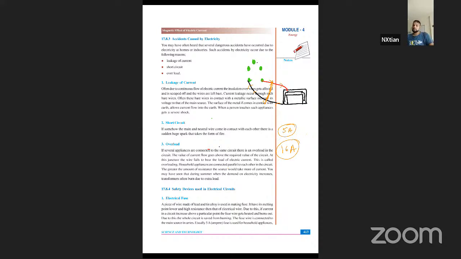Like from the 5 ampere switch, if you are asking to get 7 ampere current, then what will happen? Only 5 ampere it can give. The switch can only give 5 ampere, but you are asking for 7 ampere. Then it will become overload. And because of that overload, the wire becomes hot. When the wire becomes hot, the insulation will melt, and when the insulation melts, you will have a spark, and then you will have a fire. So because of overloading also, a fire can catch.